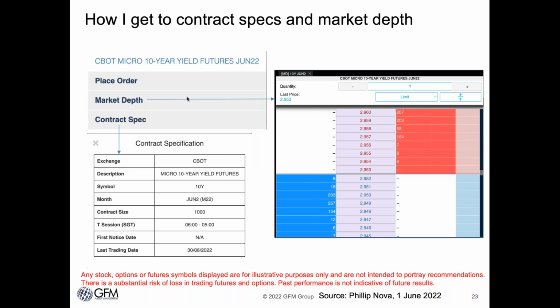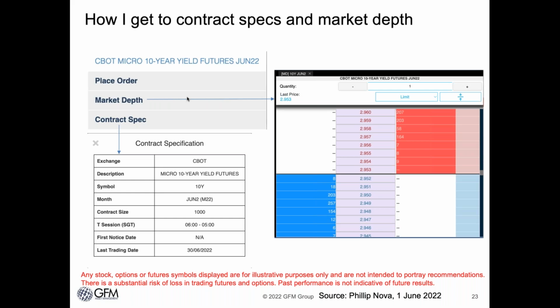Now, if you click on any one of those contracts, you'll notice, for example, here, I clicked on the CBOT micro 10-year futures contract for June of 2022, and I got this little menu that let me choose a few things. I could either place an order, I could look at the market depth, so I could see, for example, how many contracts were available if I was willing to go down in price to 2.95, 2.949, 2.948, and so forth like that. And I can also just make sure that I'm completely clear on the contract specifications. I say any contract that you've traded for the first time, make sure you read the contract specifications, make sure you know what it is you're actually trading and what your exposure is.